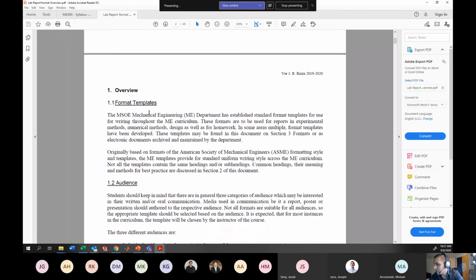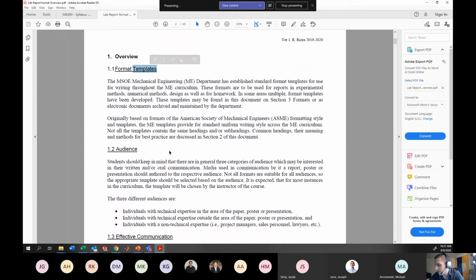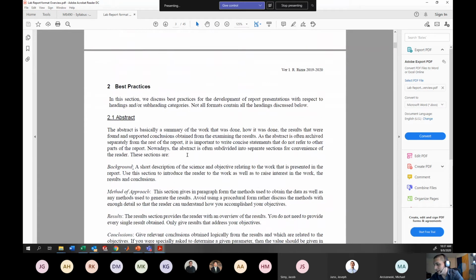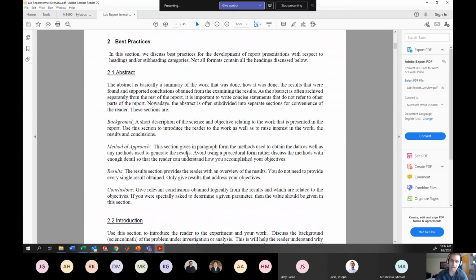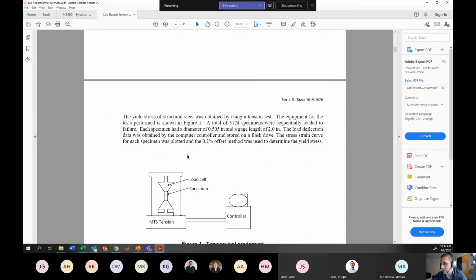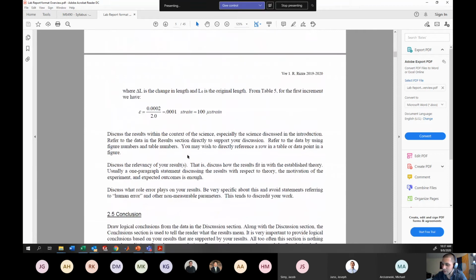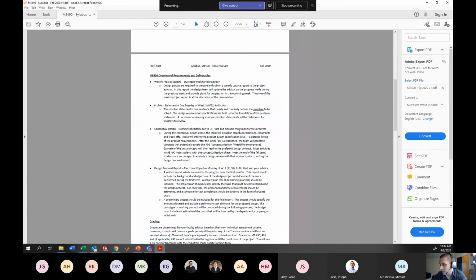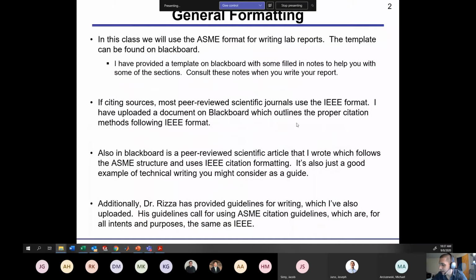Okay, so templates here, we're going to use the same template for ME3005, talking about what your audience might be, effective communication. This is a nice document. I think there's a lot of useful information here. I think it might be a little overkill, but if you want to go through it and read it, if you have any questions about what the abstract or method or discussion might look like, take a look at that, and it should provide you enough information and gory detail to really know what to do with each one of the sections in writing your lab reports. Okay.